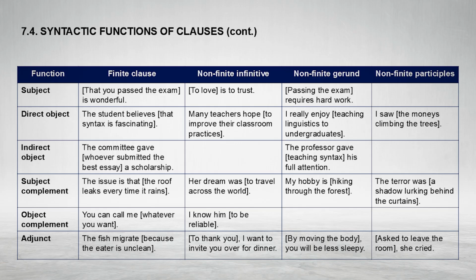And finally, the syntactic function of adjunct. The adjunct can be realized by all categorical forms. For example, finite clauses, non-finite infinitives, non-finite gerunds, and non-finite participles.